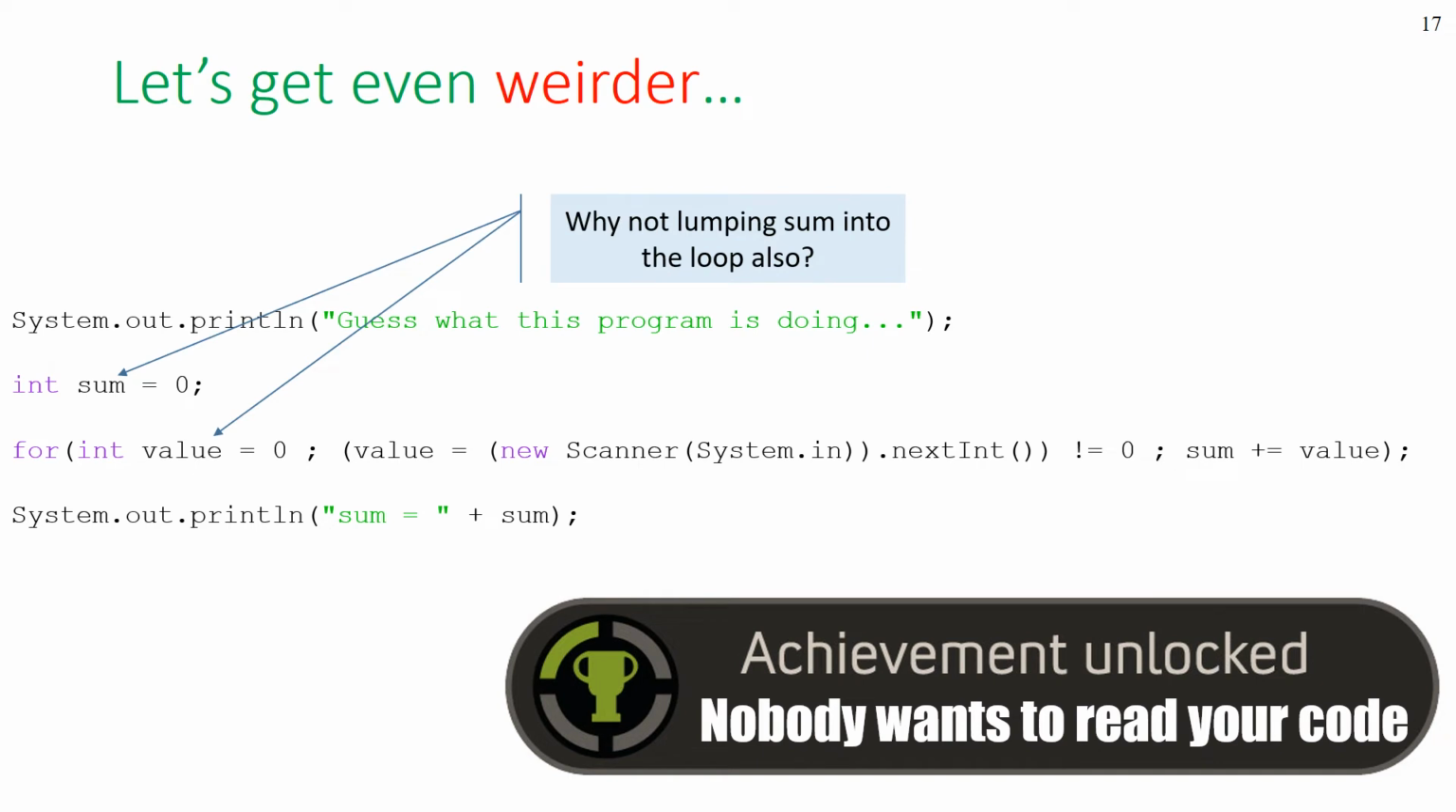Why is sum outside the loop? Because I tried very hard to make it as short as I could, of course, to make it as ugly as possible. Why didn't I put sum here, like for int value equals 0, comma, sum equals 0? Any idea? Yeah?